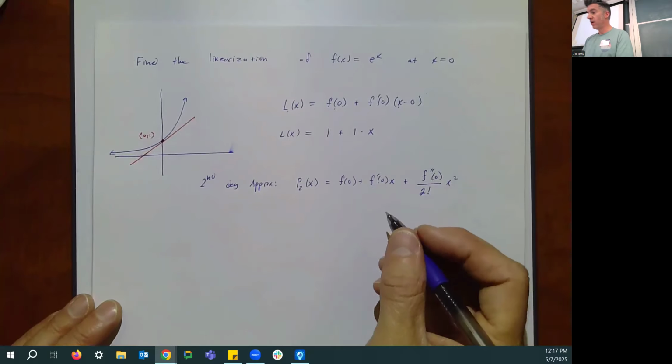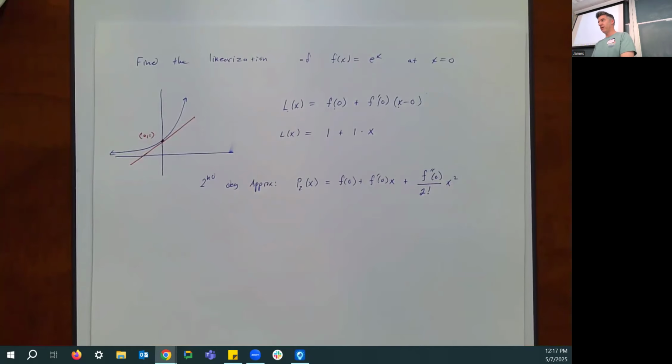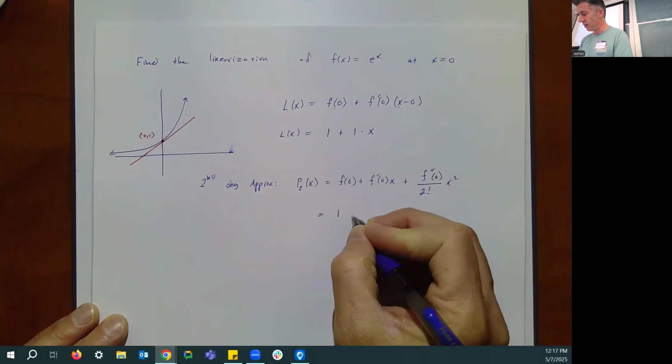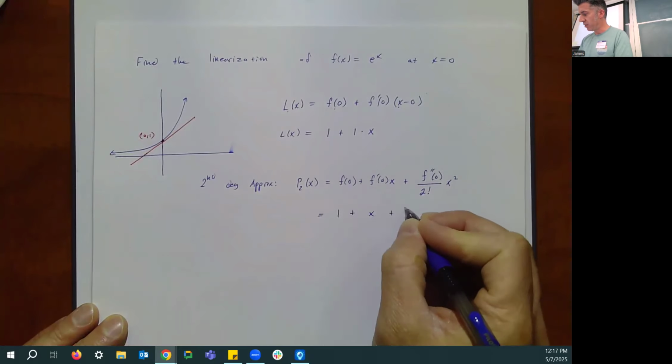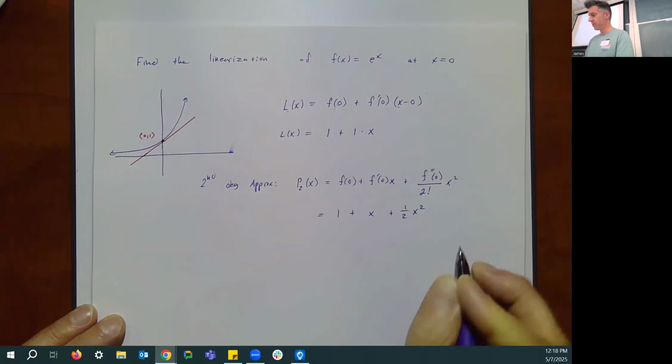We can find this. The nice thing about this example specifically is that since our function is e to the x, every derivative is e to the x, and every derivative evaluated at 0 is just going to be e to the 0, which is 1. So this really nicely becomes 1 plus x plus 1/2 x squared.